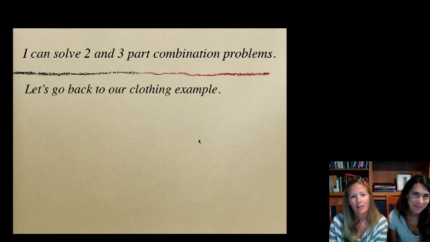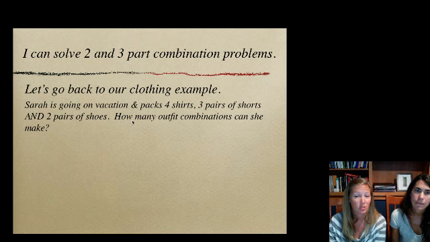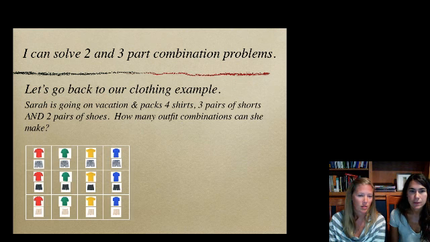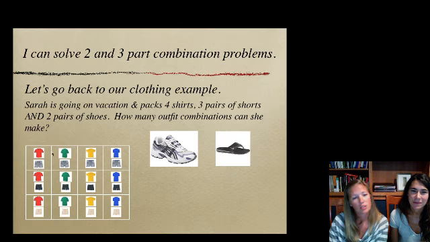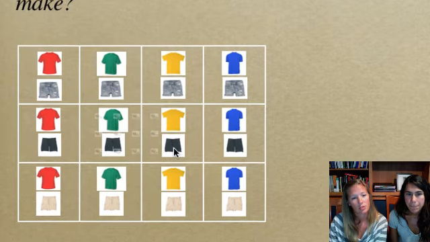I will show you. Alright, so if we go back to our clothing example, poor Sarah, she packed her 4 shirts and her 3 shorts, but she didn't have any shoes yet, so she had to go through and pack her 2 pairs of shoes. How could you forget shoes? I know, right? So how many outfit combinations can she make? So we've got our outfit combinations that she already made, and we've got our tennis shoes and our sandals, because she's going to the beach, she's going to need to hike, she's also going to want to walk in the sand.